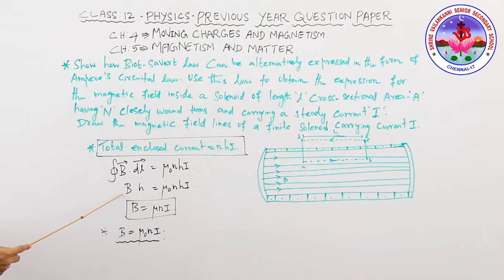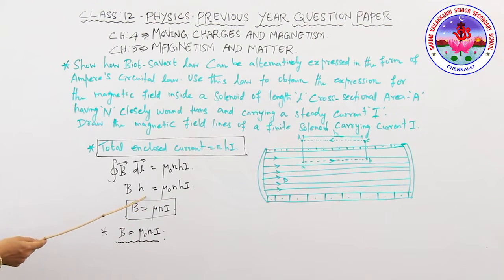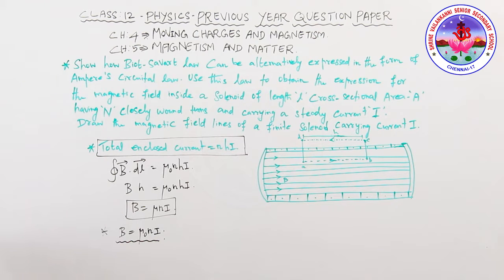So we can say that Bh is equal to mu naught nhI, right? So here we have cancelled the h value, so B is equal to mu naught nI. We got it, right? So this comes under Ampere's circuital law. We have expressed the law in the integral form. From that we got the value B equal to mu naught nI.